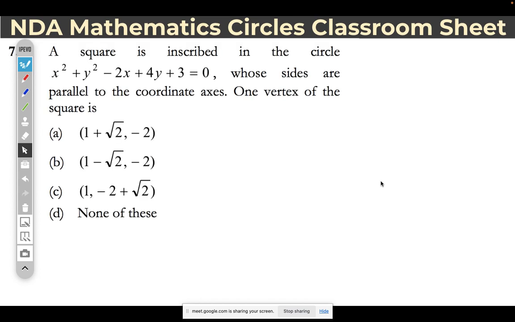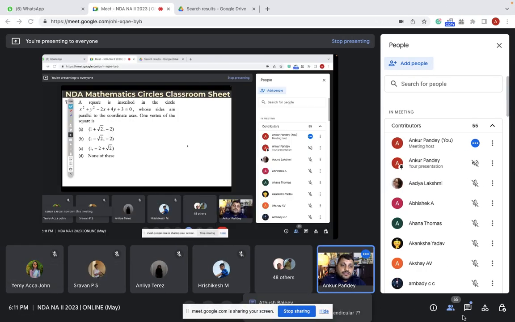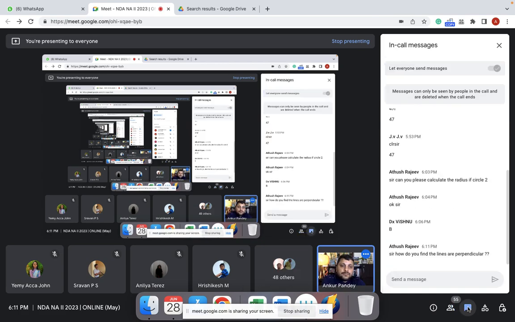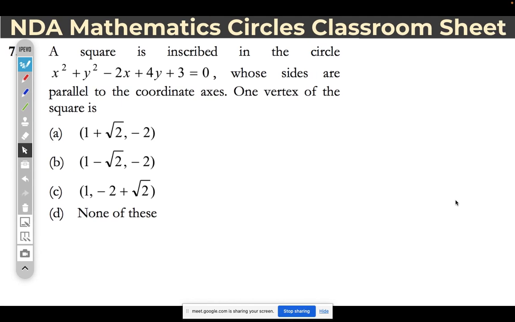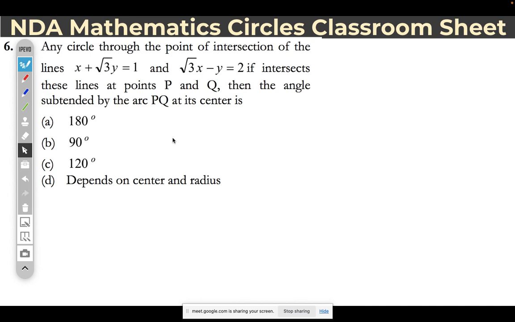Next. Someone said something. Sir, how do you find the lines are perpendicular? Slope. The product of their slopes is minus 1. Slope of this line is minus 1 by root 3. Slope of this line is root 3. The product of the slopes is minus 1. Got it?